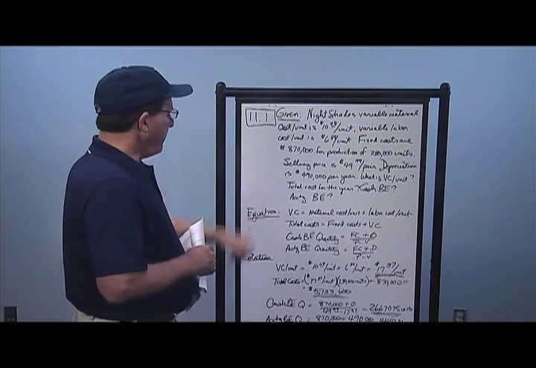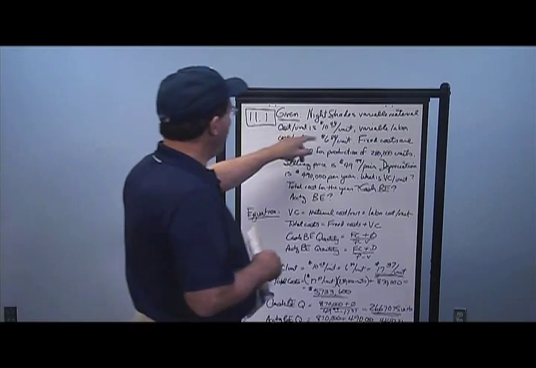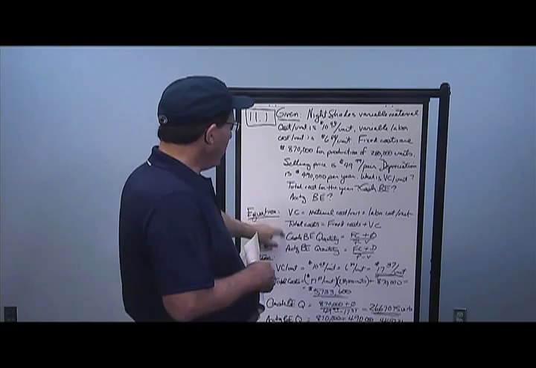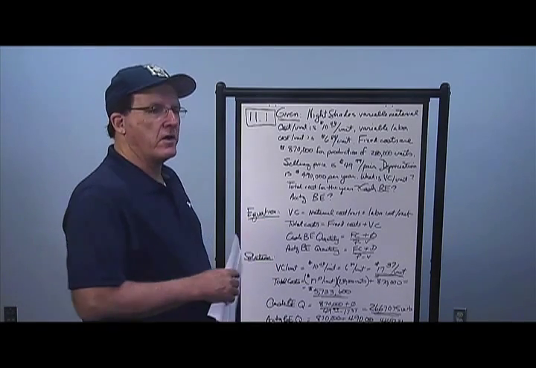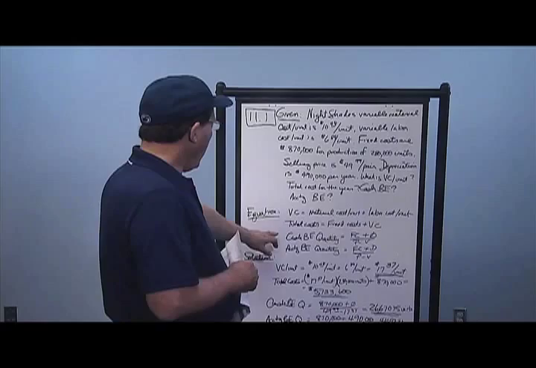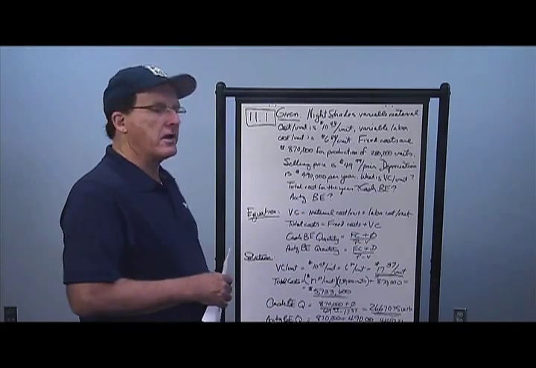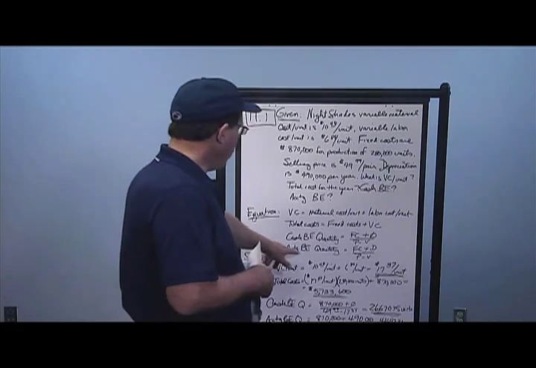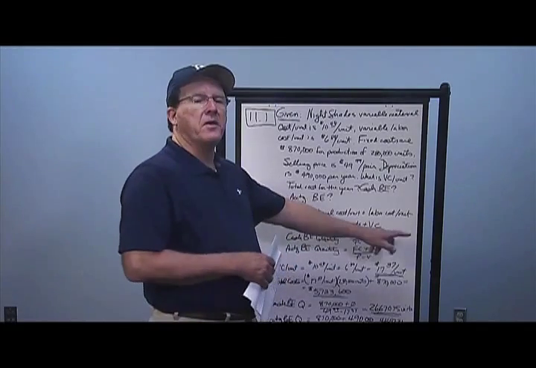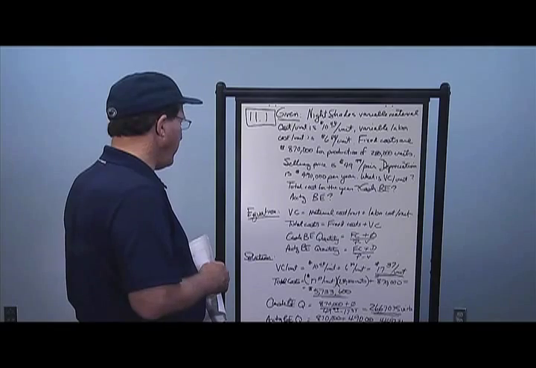So, equations. Variable cost is simply material cost plus variable labor cost per unit. Total cost is fixed cost plus variable cost. We learned this in basic economics. Our cash break-even quantity is fixed cost plus 0 over P minus V, or contribution margin. And accounting break-even quantity is fixed cost plus D over contribution margin, P minus V.